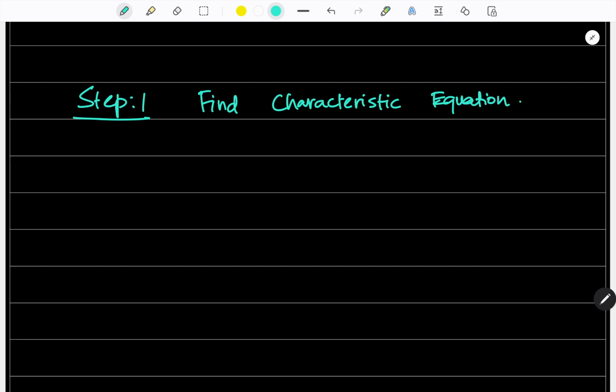What is the characteristic equation? For a 2 by 2 matrix, you write the characteristic equation as lambda square minus beta 1 lambda plus beta 2 is equal to 0. For a 3 by 3 matrix it is different. For a 2 by 2 matrix, it is lambda square minus beta 1 lambda plus beta 2 equals 0.